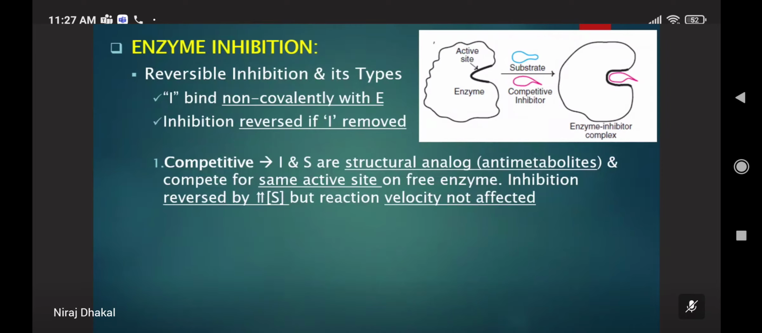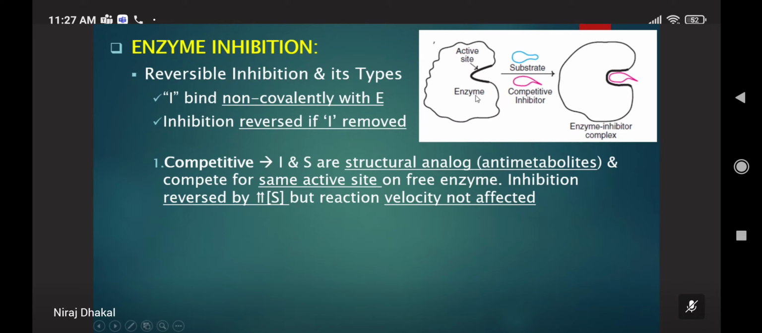The first is competitive reversible inhibition. Here the inhibitor and substrate are structural analogs, also called antimetabolites. Since they are structurally similar, structurally related, they compete for the same active site.